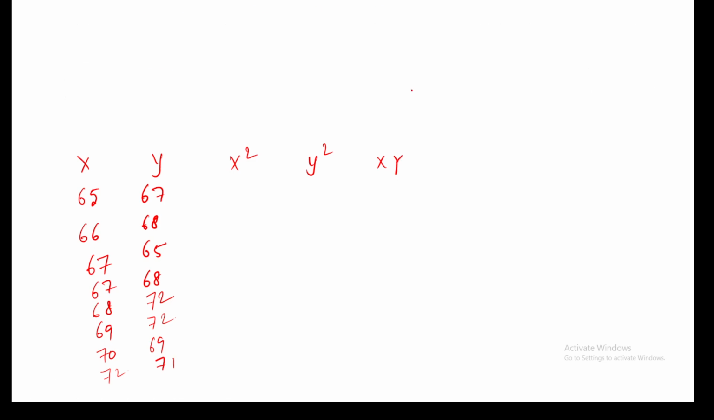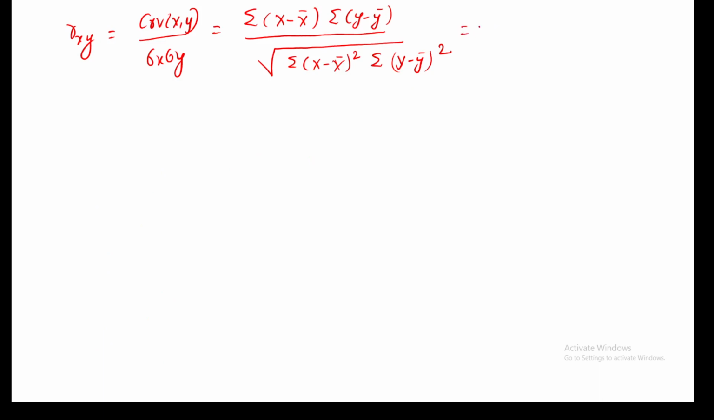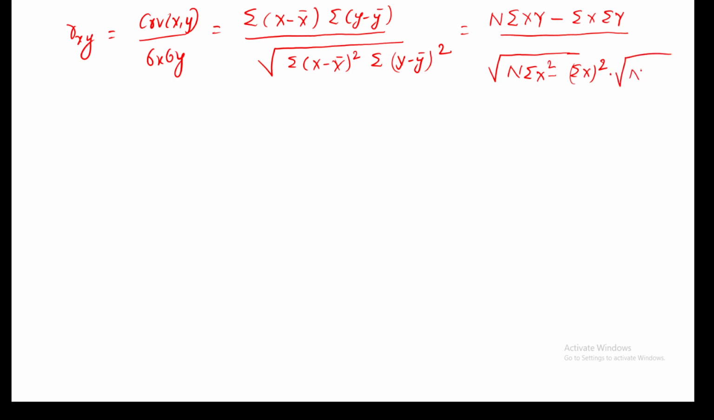We'll have one more formula. I will write it here also: n sigma xy minus sigma x sigma y, divided by root of n sigma of x square minus, and the same for y.